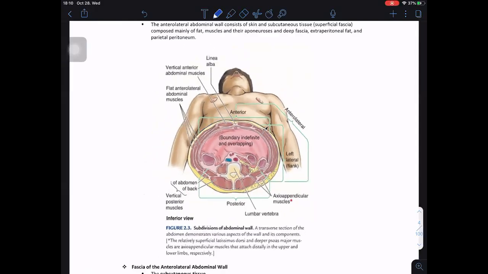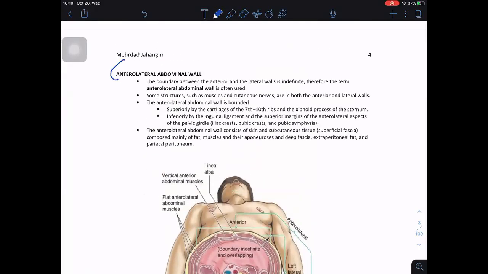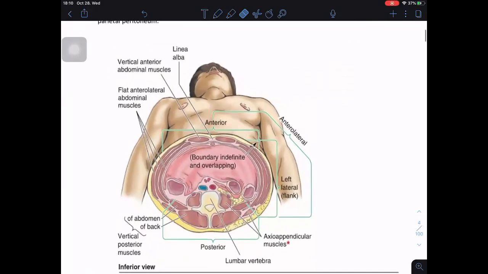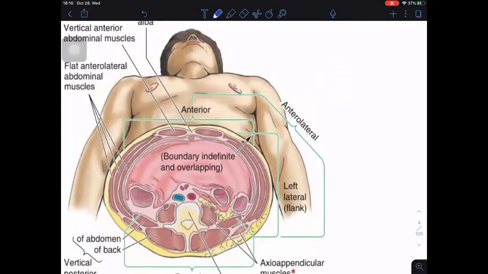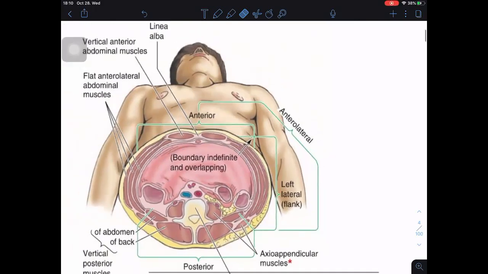Basically, in the book, it is called the anterolateral abdominal wall. Why? Because first of all, the lateral and anterior abdominal wall are continuous with each other, and you cannot find a sharp border between them. So over here, if you see in this cross section of the body, it says the boundary is indefinite and overlapping. So you cannot really define a proper border between the anterior and lateral abdominal wall. So make your life easy, and you can call it the anterolateral abdominal wall.